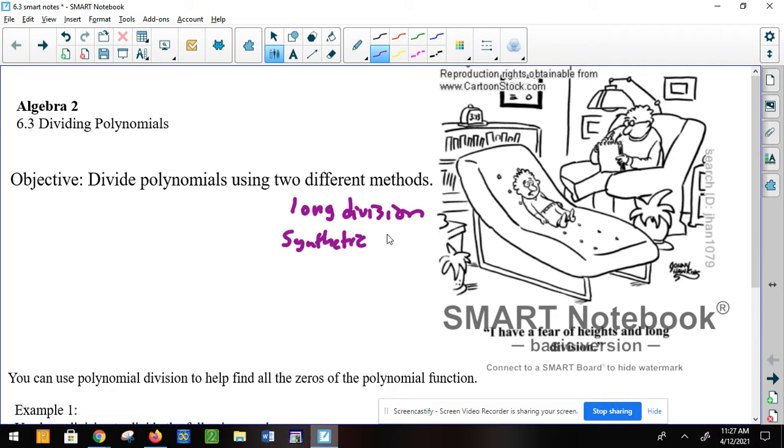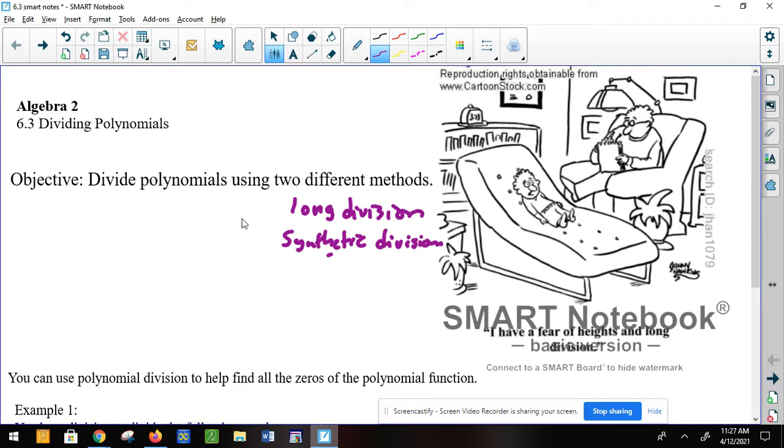The second way is what's called synthetic division. Synthetic division is easier and faster. So you might be saying, why wouldn't we just learn that and skip long division? And there's two reasons why we're going to do long division, even though synthetic division is better. The first reason is you need to understand the long division to understand synthetic division. So that's why we're going to spend some time doing some examples of long division before we do the synthetic division, because I want you to understand what you're doing when you're doing the synthetic division.